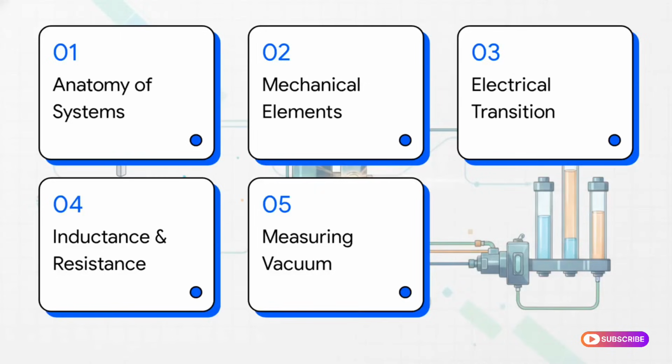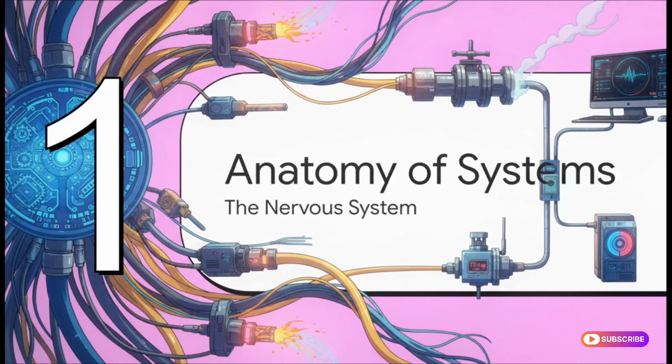Here's our roadmap for the explainer. We'll be looking at the anatomy of measurement systems, mechanical pressure elements, the electrical transition, inductance and resistance methods, and finally, measuring the vacuum. Starting off with Section 1, the anatomy of measurement systems.